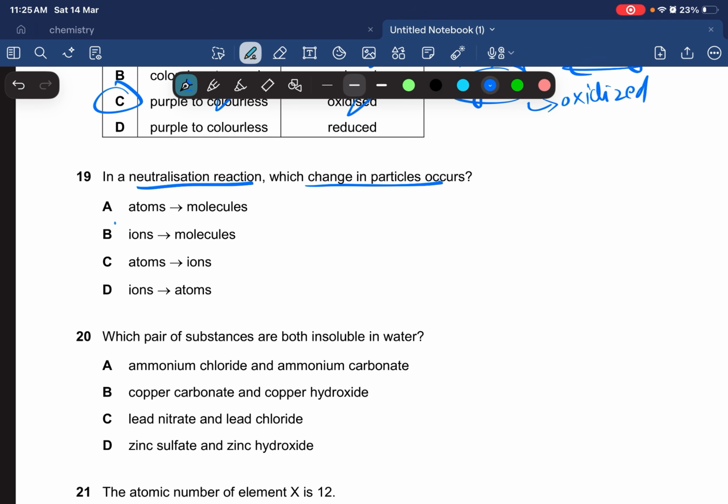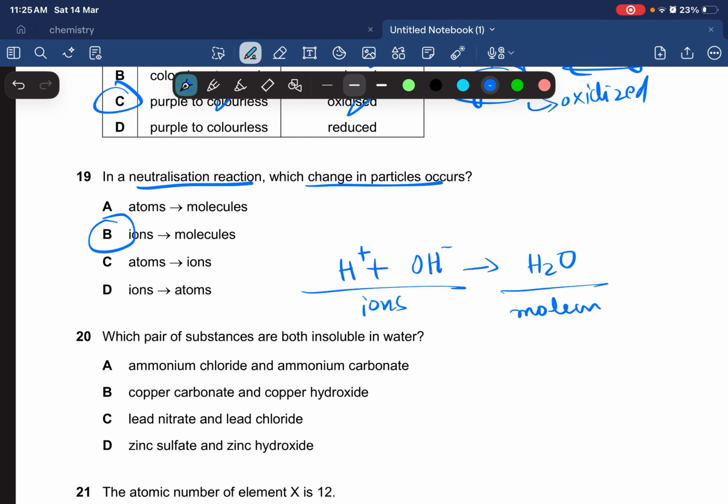Ions to molecules. How do I know this? Because in a neutralization reaction, the equation is H+ plus OH- forms H2O. These are two ions, and H2O is a water molecule.